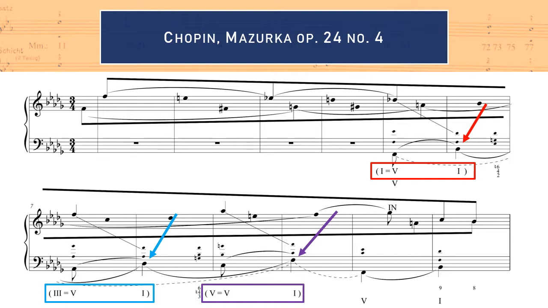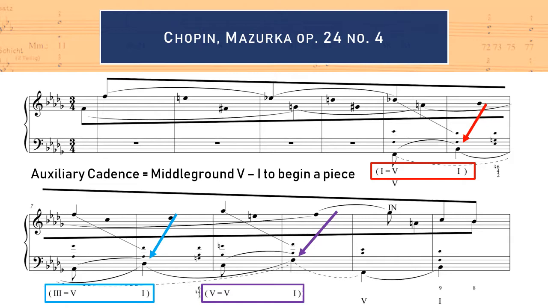These short tonicizations introduce a lot of chromatic activity and excitement, and the unprepared dominants create a sense of forward momentum. Notice that these three foreground cadences coordinate within the larger bass arpeggiation, and that arpeggiation is embedded within a larger middle ground 5 to 1 cadence. This type of off-tonic beginning to a piece, which stretches out an incomplete transference, is called an auxiliary cadence.